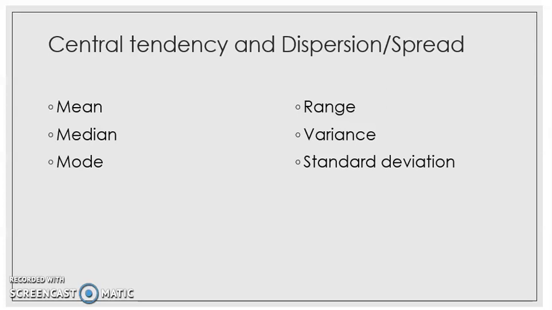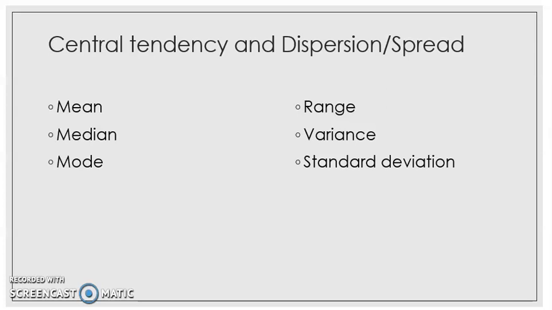A large standard deviation means that you have a lot of variance going on. A small standard deviation means that you don't have very much variance going on. And a standard deviation of 0 indicates that all your scores are the same. There's not any differences between those scores.